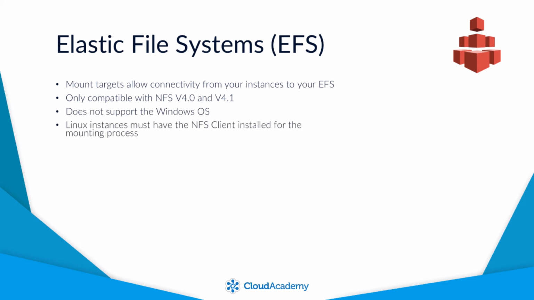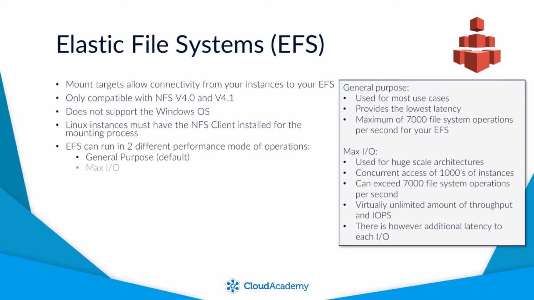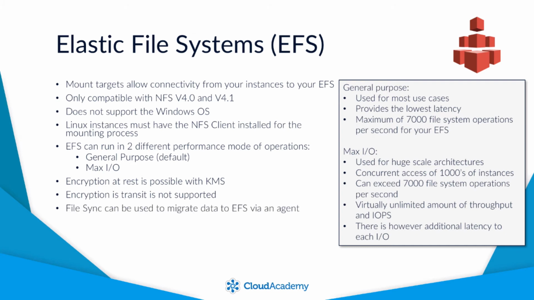You must ensure that your Linux EC2 instance has the NFS client installed for the mounting process, and the NFS client version 4.1 is recommended for this procedure. EFS can be configured to run in 2 different performance modes of operation: general purpose, which is the default, and max I/O. Encryption at rest can be enabled with the use of KMS, but encryption in transit is not currently supported by the service. The file sync feature can be used to migrate data to EFS via an agent, and the pricing is charged per gigabyte-month, and there is no charge for data transfer or requests.